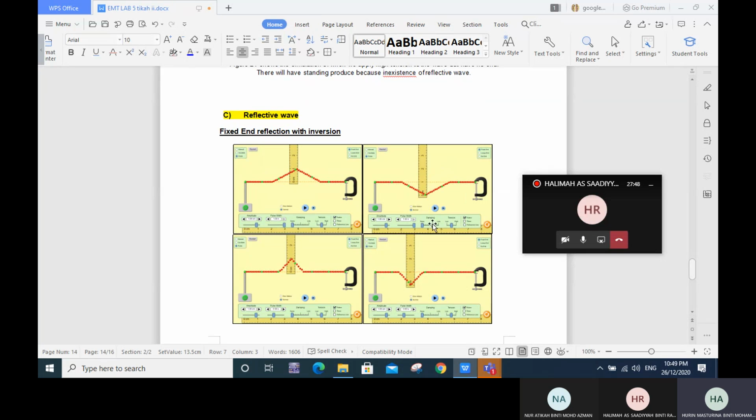Then on the right figure, the pulse arrives at the fixed end. It exerts a force on the wall, and according to Newton's third law, the wall exerts an equal and opposite force on the string. Then we can see the pulse travel back along the string in the direction opposite to the incident pulse. The amplitude is the same, which is 1 cm, but it is longer in wavelength.